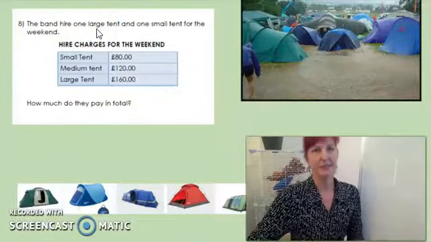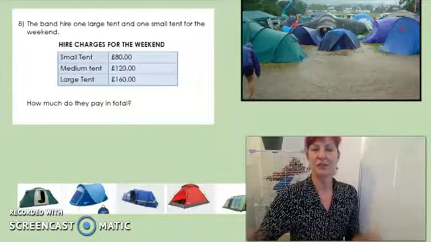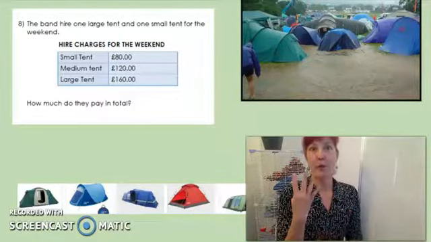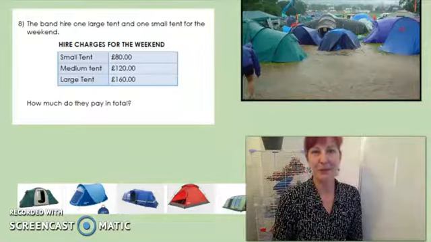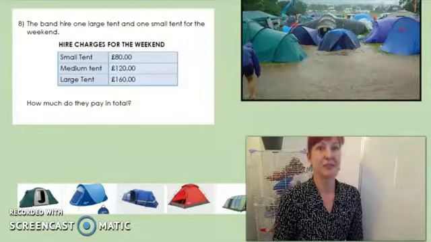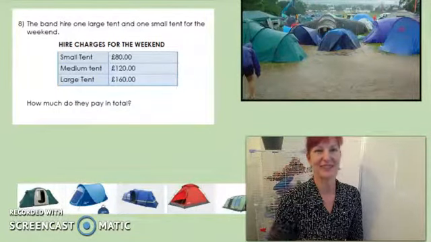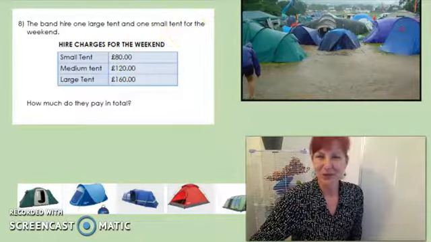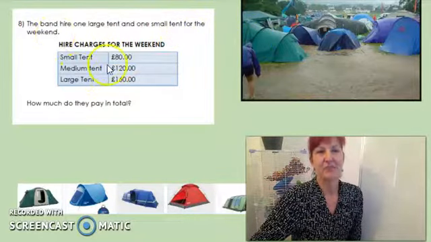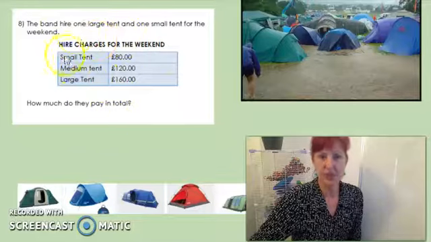Now the band hire. So if you hire something, you use it for a little while and then you usually return it. The band hire one large tent. Okay, but what does large mean? Does it sleep 4 people, 8 people? I've got a tent that sleeps 16 people. That's large. And one small tent for the weekend. And I've got my prices. My prices are shown in a table.